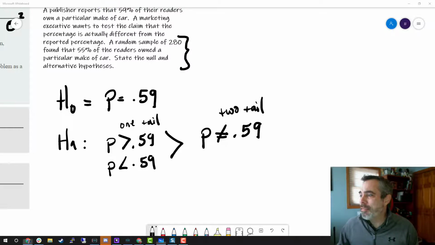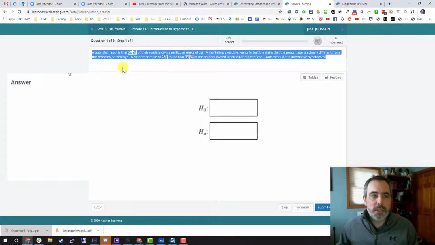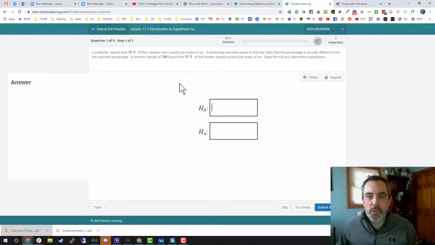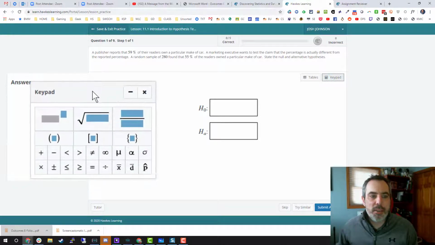When you work on this within the Hawks learning area, it's important to know that while you are working through here, some of these symbols you're going to find on the keypad.